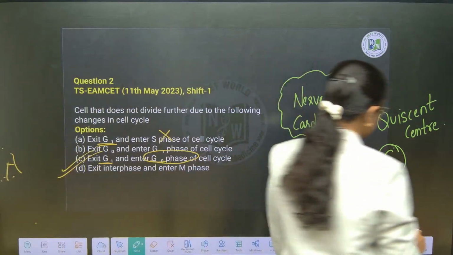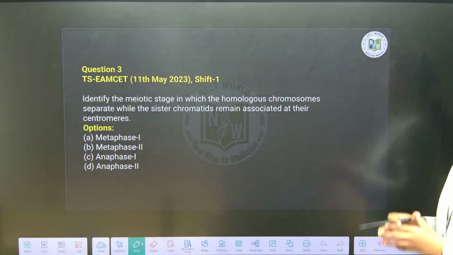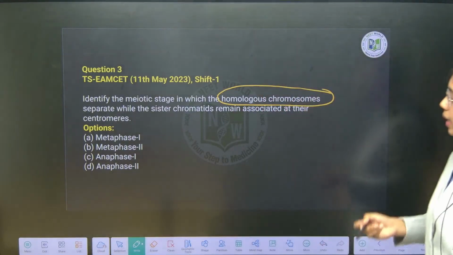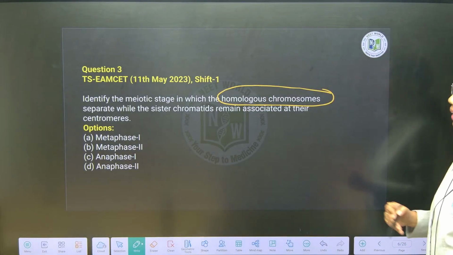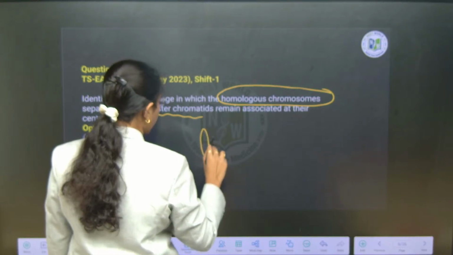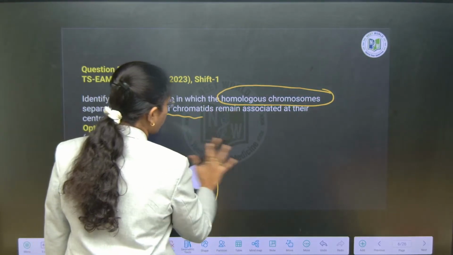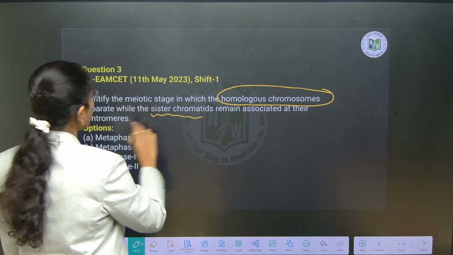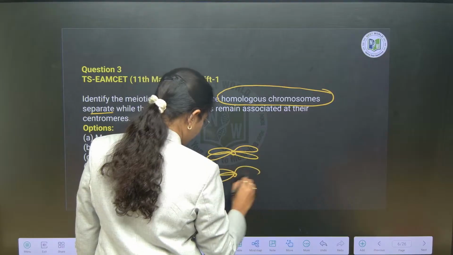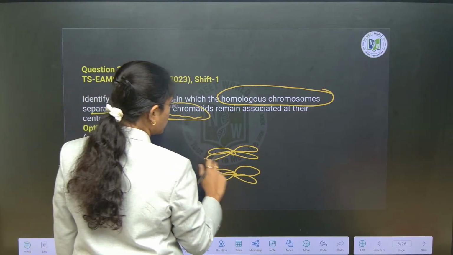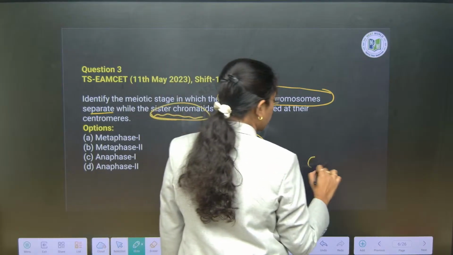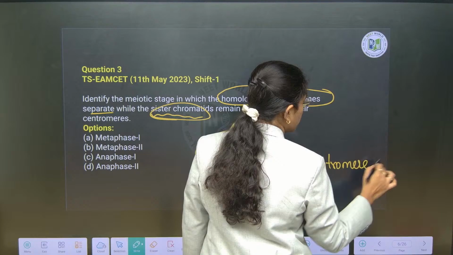Next, question 3. Identify the meiotic stage in which homologous chromosomes separate while the sister chromatids remain associated at their centromeres. Here the sister chromatids remain associated at the centromeres, right? So this type of movement is without centromere splitting. Homologous chromosomes will separate without splitting of the centromere, wherein sister chromatids remain associated. So this moves towards this pole and this moves towards this pole without any centromere splitting.